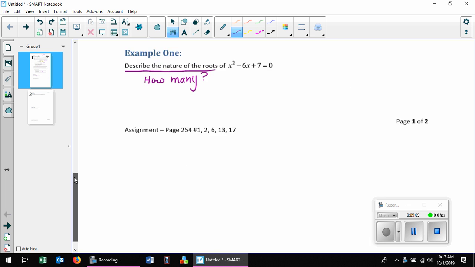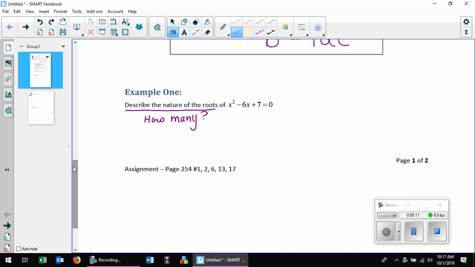Where do you start? Everybody knows where ABC is, right? Your A is out here, your B is the coefficient here, and your C is the constant. Everybody knows that? Of course you do. If you didn't, you know now.